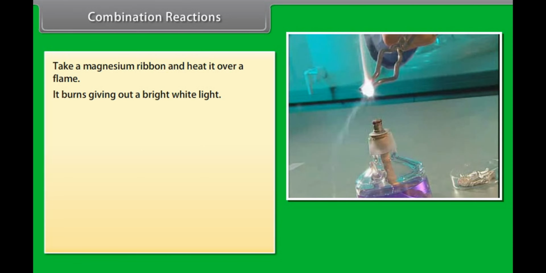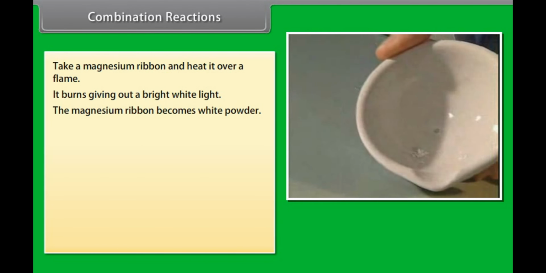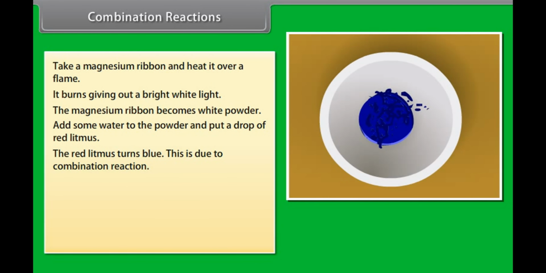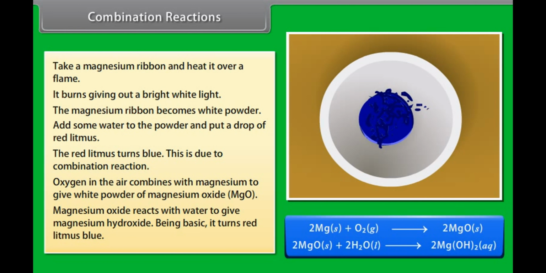Take a magnesium ribbon and heat it over a flame. It burns, giving out a bright white light. The magnesium ribbon becomes white powder. Now add some water to the powder and put a drop of red litmus. The red litmus turns blue. This is due to combination reaction. Oxygen in the air combines with magnesium to give white powder of magnesium oxide. Magnesium oxide reacts with water to give magnesium hydroxide. Being basic, it turns red litmus blue.